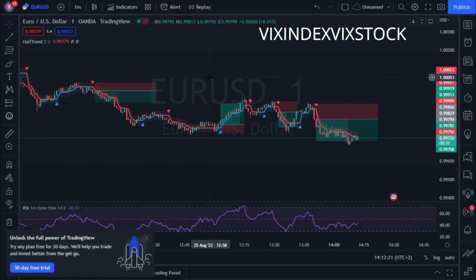If you are interested in this system, all these indicators are free on TradingView, and you can go ahead and test them out and see if you can also make some money trading with them.